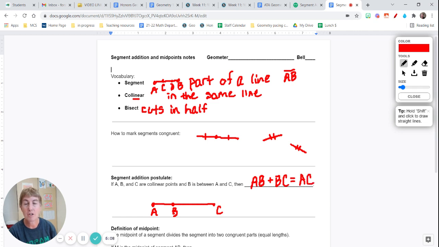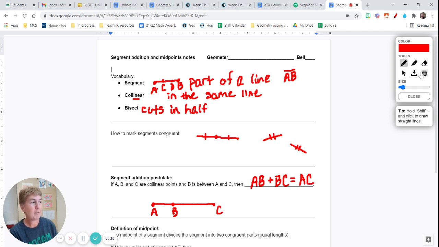So segment addition is literally adding up these segment pieces. Now it's really the segment measurements that we're adding up because that's what we calculate with numbers. Okay? And that can happen anytime you have a point between two others. Again, it does not have to be a midpoint at all. The pieces still add up to the whole thing, even if it's not a midpoint.